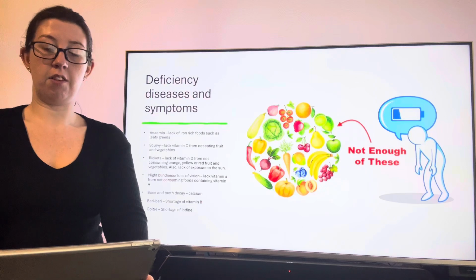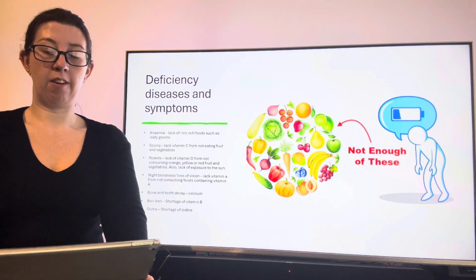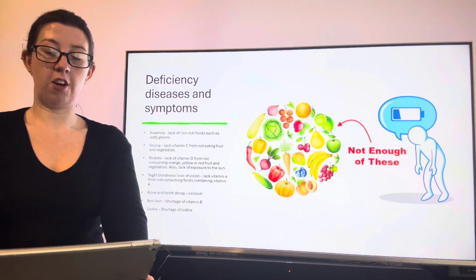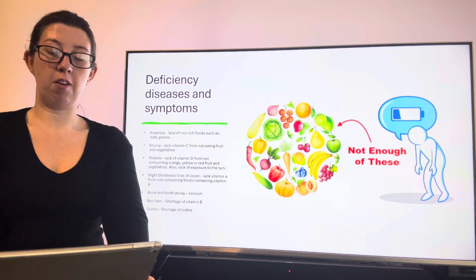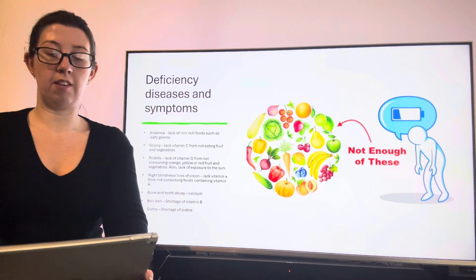Calcium. Calcium deficiency can cause poor growth and brittle bones. Goiter. Enlarged thyroid gland caused by lack of iodine. Consume iodinated salt. Beriberi. Shortage of vitamin B causes nerve and heart problems, weakened muscles and paralysis.